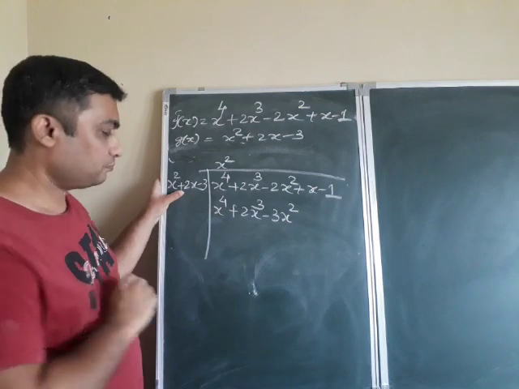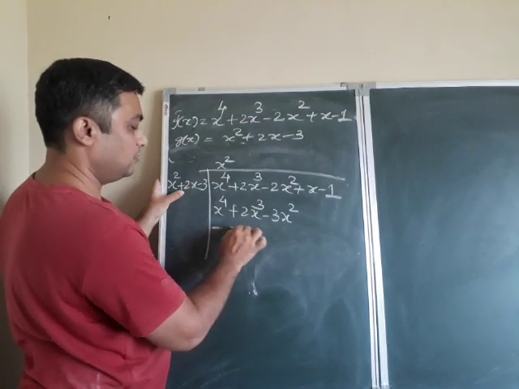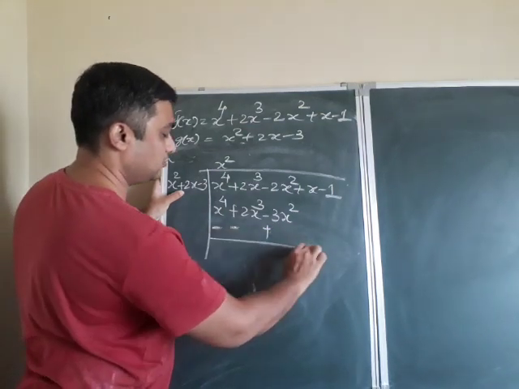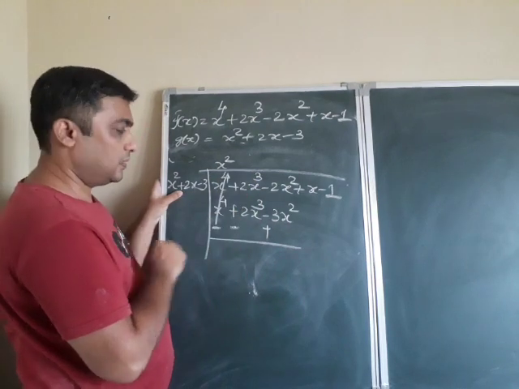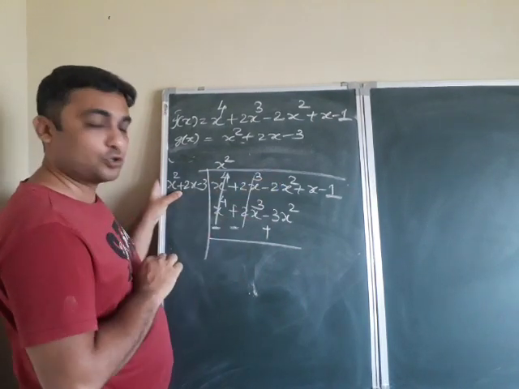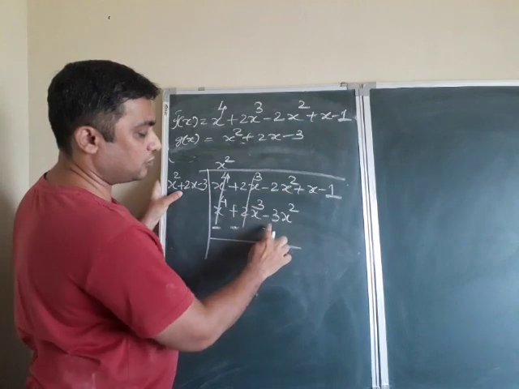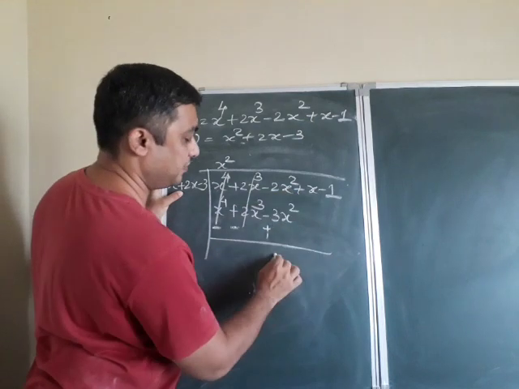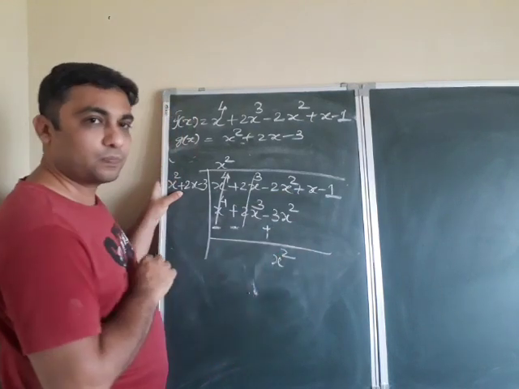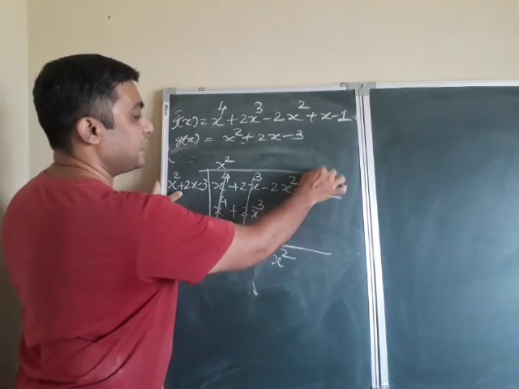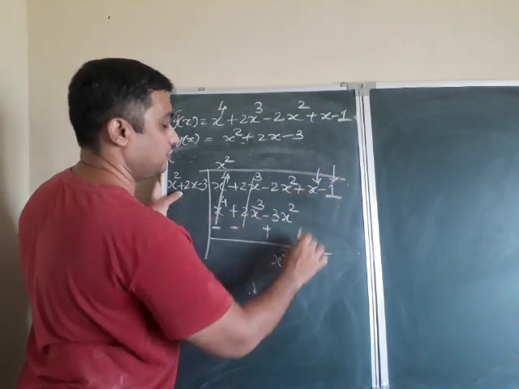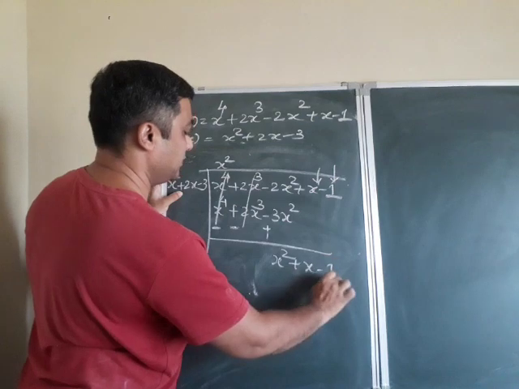Okay, ready? Now minus and plus. This is cancel. Plus 2x cube minus 2x cube cancel. Minus 2x square and plus 3x square. So remaining is x square. Okay? Now I carry forward plus x and minus 1.